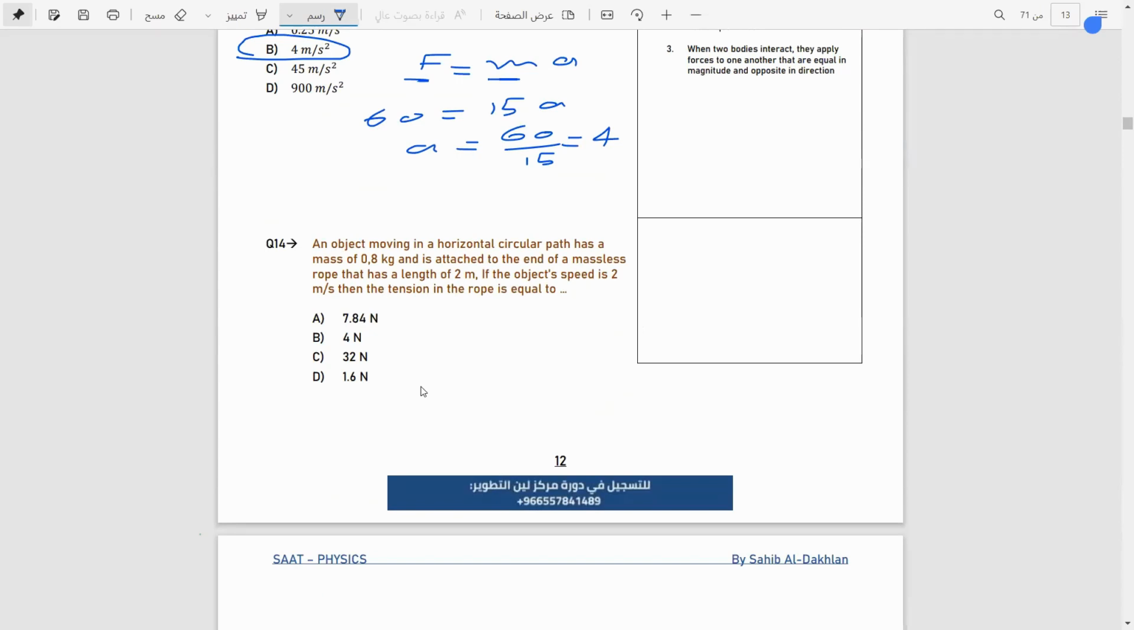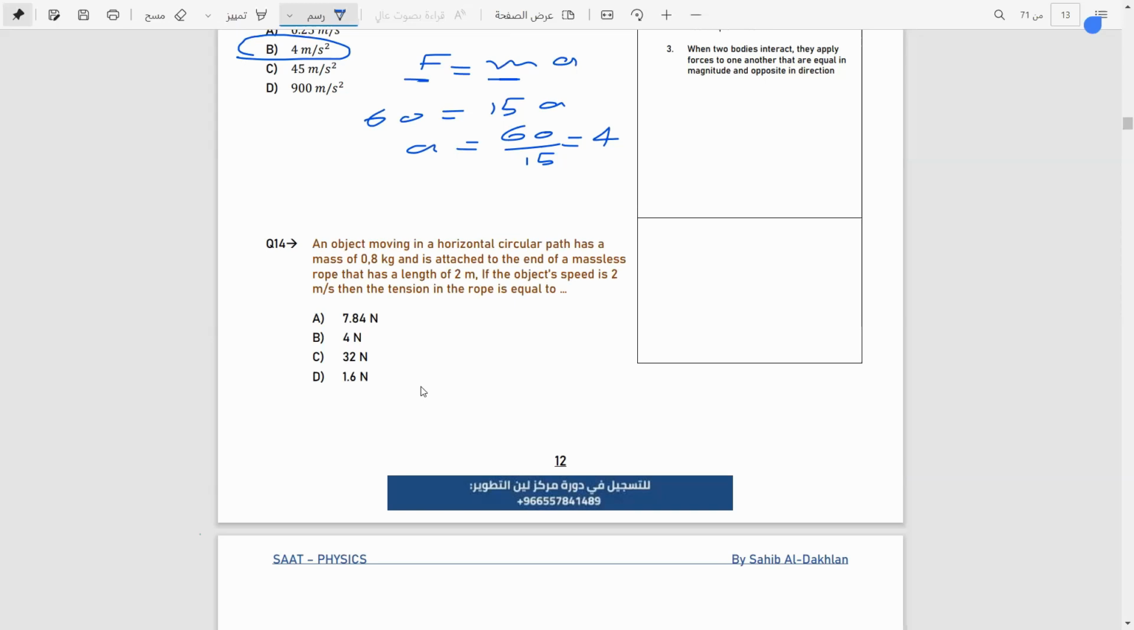Question number 14 states that an object moving in a horizontal circular path has a mass of 0.8 kg and is attached to the end of a massless rope that has a length of 2 meters. If the object's speed is 2 meters per second, then the tension in the rope is equal to.